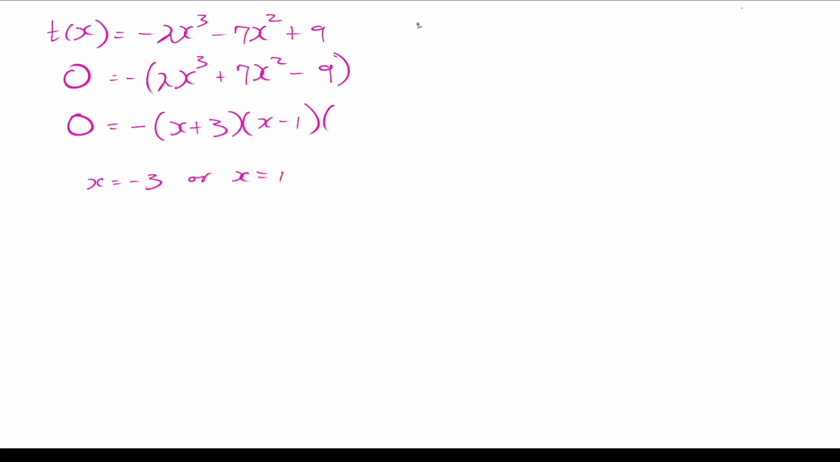So we're going to do our synthetic division. Our a equals negative 2. B equals negative 7. C is missing, so it is 0. And D equals 9. So I write minus 2, minus 7, 0, and 9. We choose one of our factors.